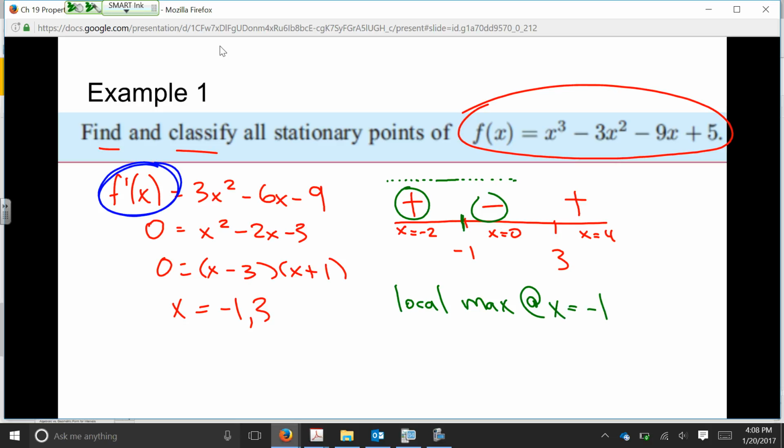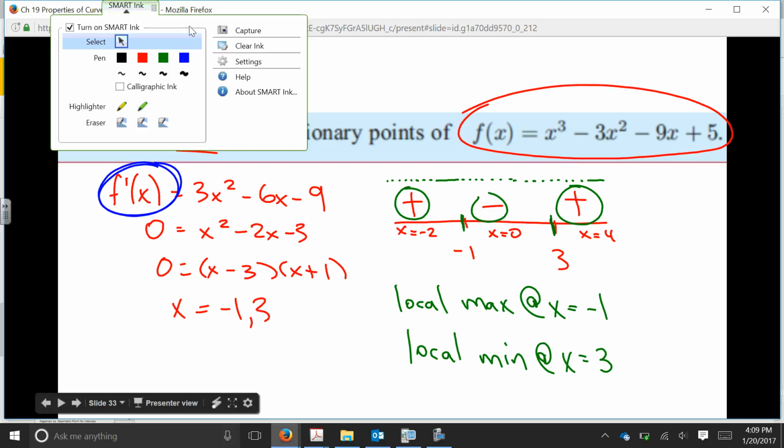Keep going. What am I seeing? Okay, my function is decreasing, and then all of a sudden I get to x equals 3, and my function starts to increase. That means I have a local minimum at x equals 3. And that's it. Those are the only two stationary points that this function happens to have.